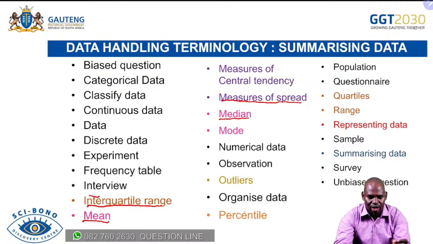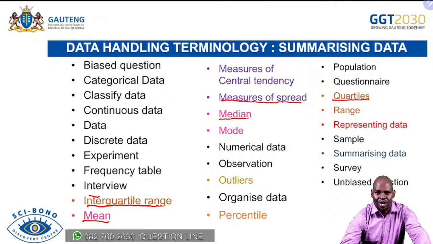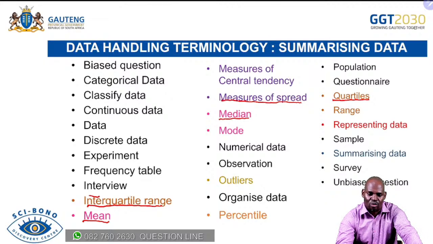Then the next one is quartiles. A quartile divides the data into 3 points to form 4 groups. So quartiles divide a set into 3 points to form 4 groups.